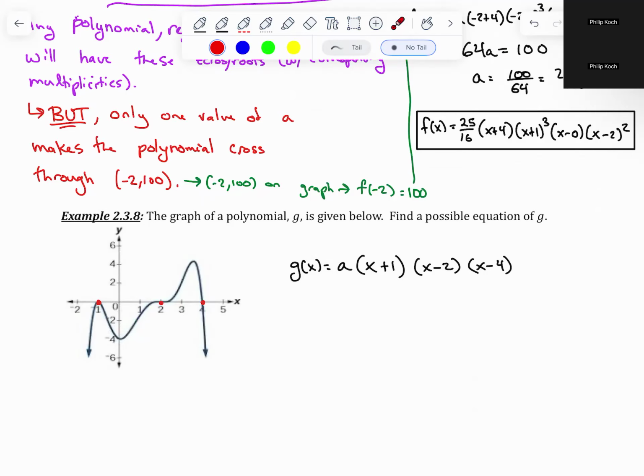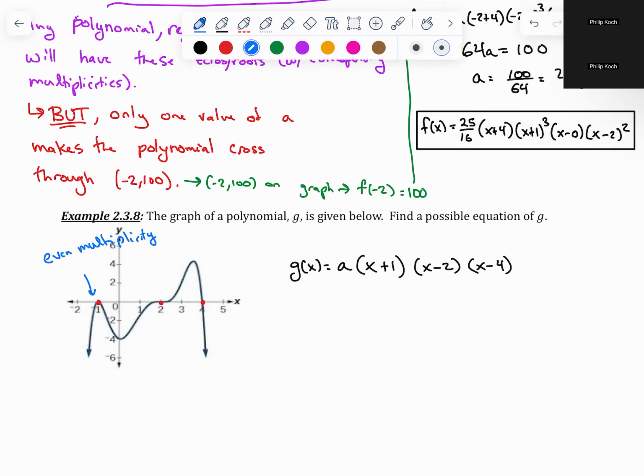Starts with an M. Multiplicities. We know the shapes of these curves. We know what happens with multiplicities. What is the multiplicity of this one? Is it even or odd? It's even. Even multiplicity, because it bounces. And even multiplicities bounce, odd multiplicities cross through.